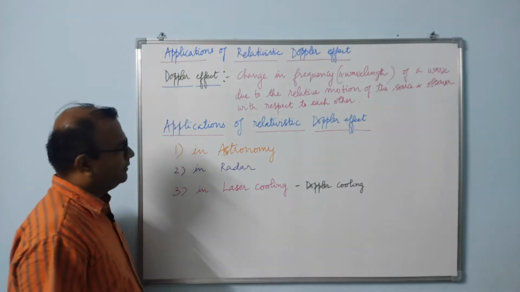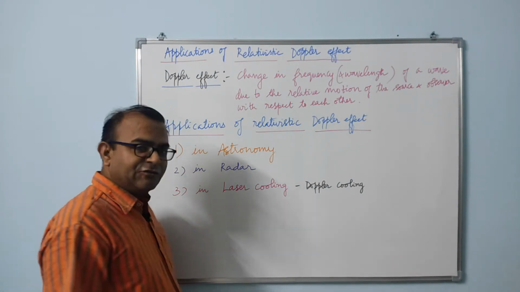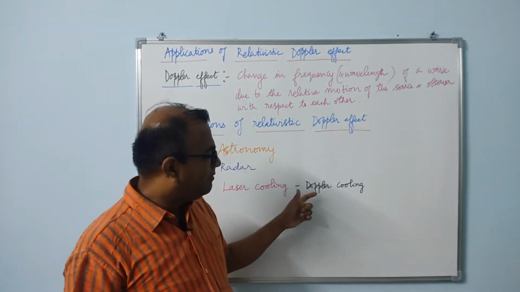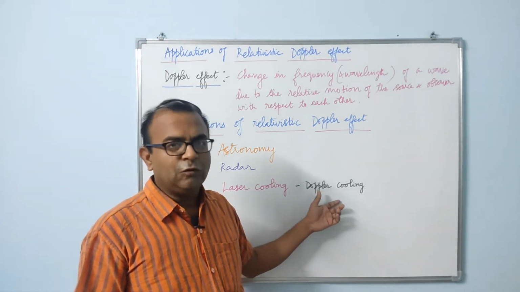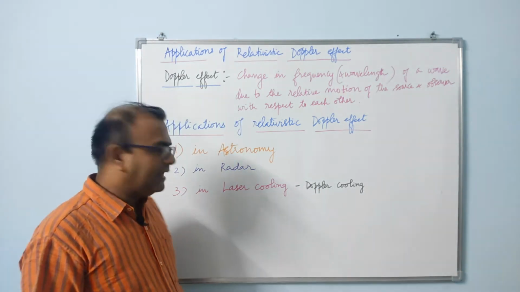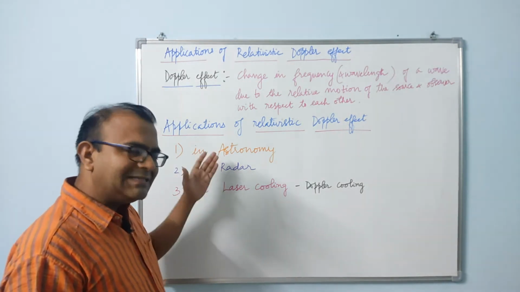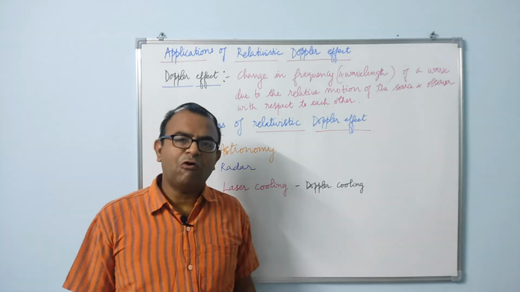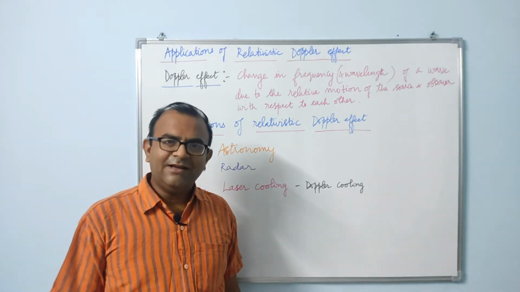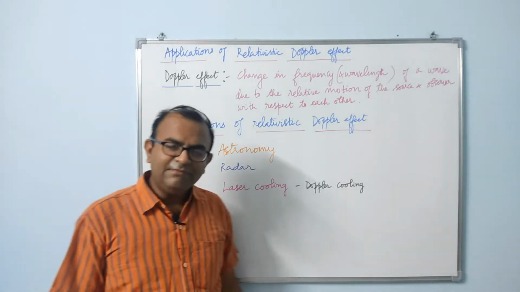Particularly, the applications can be broadly categorized into three categories, namely applications in astronomy, applications in radar, and applications in laser cooling. In that, specifically, we will be discussing what is called Doppler cooling. So we know that there are a lot of applications for Doppler effect. In this video, we are going to deal only with applications falling under these three categories, because these three categories broadly define a vast majority of those applications of relativistic Doppler effect. So let us proceed to discuss each one of these applications in some detail.